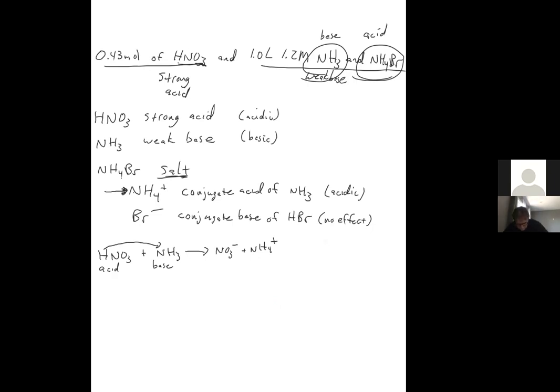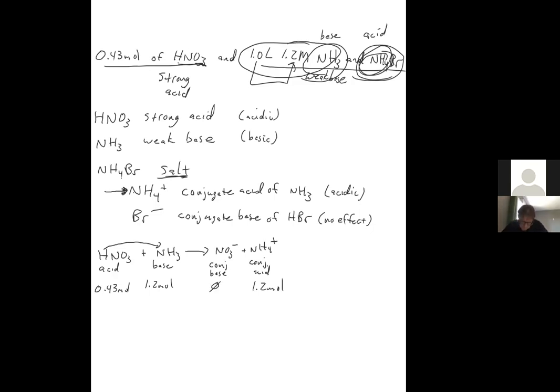All right, so this is our conjugate base, conjugate acid. Now, put the numbers in. 0.43 moles. The amount of NH3 is 1 liter, 1.2 moles per liter, or 1.2 moles, right? However, in this particular example, we actually have some ammonium already. 1 liter, 1.2. It said both are 1.2 molar. So we also have 1.2 moles here. That's 0. There was no nitrate to begin with.